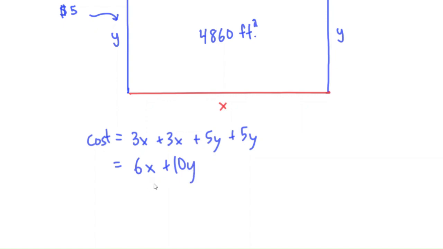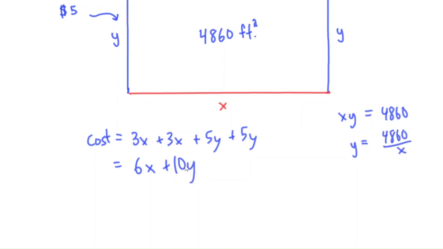Now we have two variables here, x and y, and I'd like to get rid of one of those variables. So how do we do that? Well, notice we haven't yet used the fact that we want the total area to be 4,860 square feet. And remember that the area of a rectangle is the length times the width, right? So we have x times y equals 4,860. Well, notice this gives us a relationship between x and y, because if we divide both sides by x, let's say, we get y equals 4,860 over x.